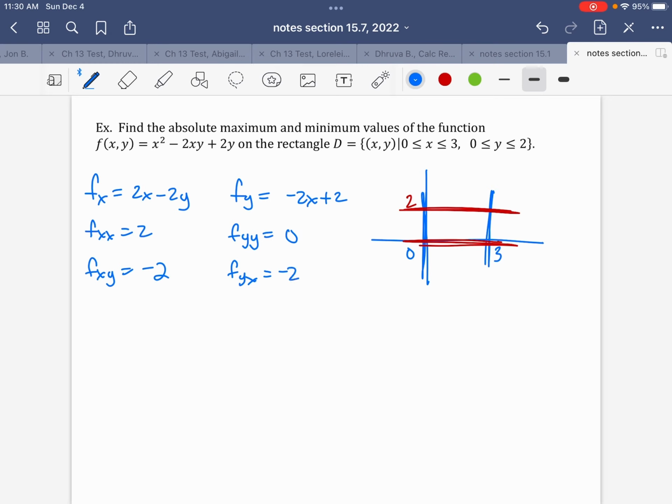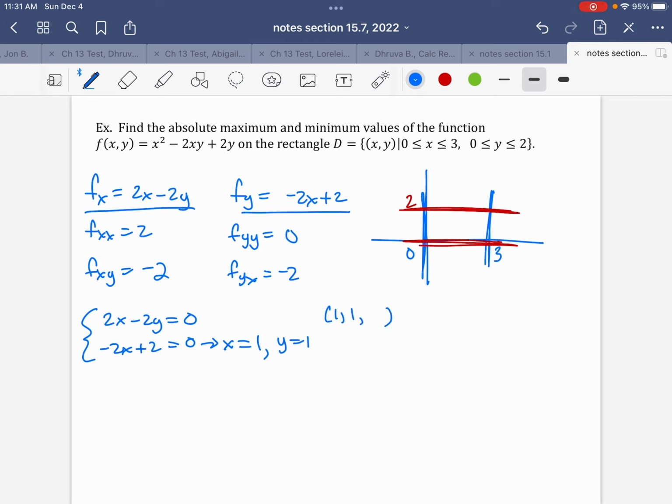So you need to know when these two pieces equal 0, and that's going to be your critical point. So when does 2x minus 2y equal 0? And also at the same time, negative 2x plus 2 equals 0. So it's like a system of equations. I can see here I can solve for x right there. When I solve that for x, I get x equals 1, and I plug that into here, I get y equals 1 as well.